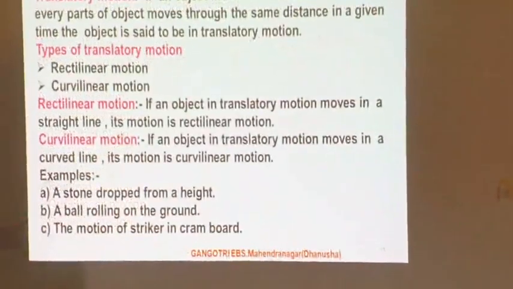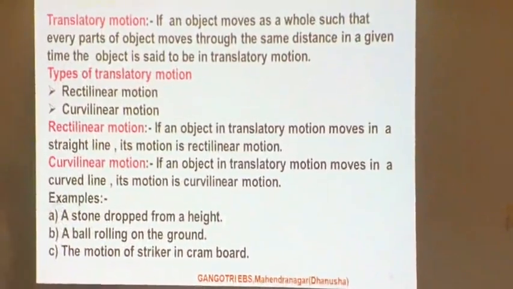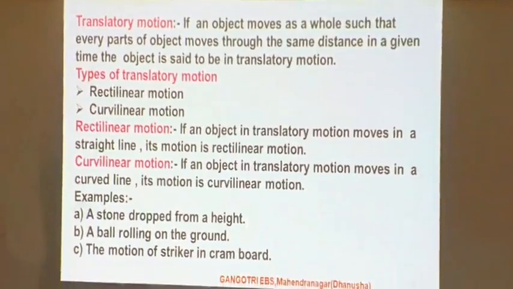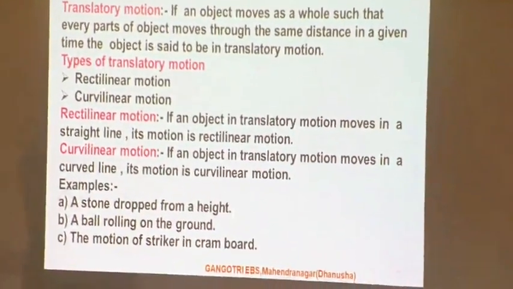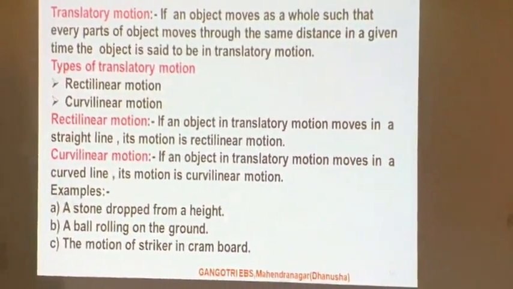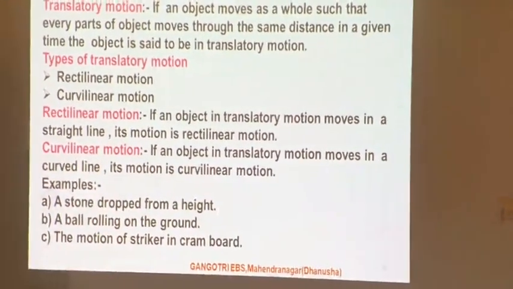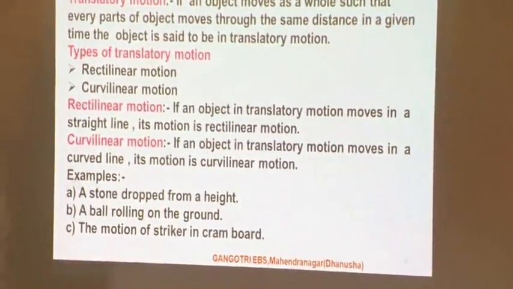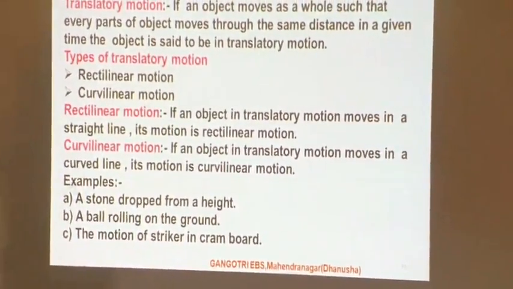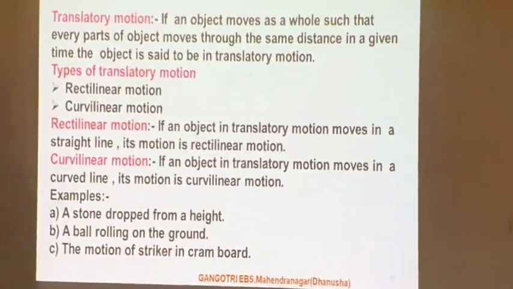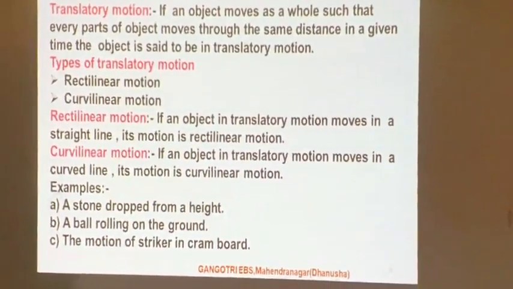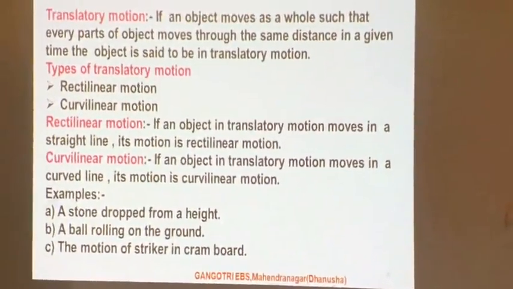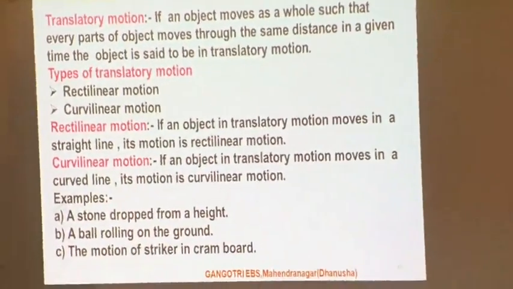We will study them one by one. First of all, we should understand what is translatory motion. If an object moves as a whole such that every part of the object moves through the same distance in a given time, the object is said to be in translatory motion.